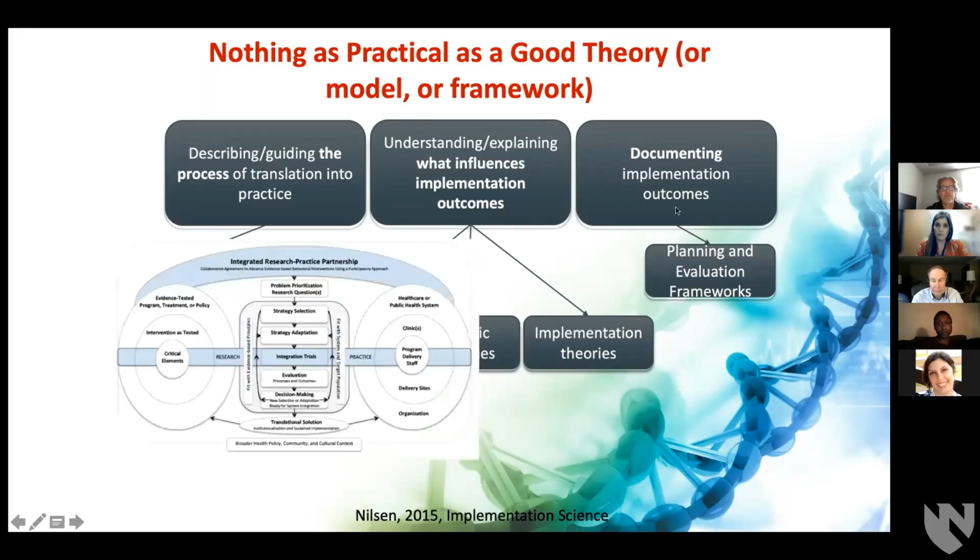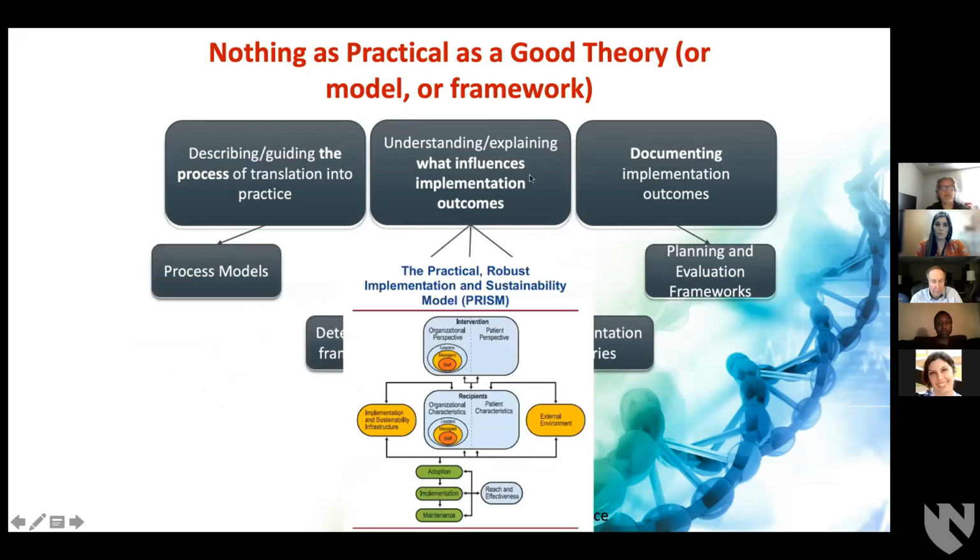If we think about that, I'm going to talk a little bit later about our integrated research practice partnership, that is our process model. And you can tell a process model because if you look at it, there's going to be something like what we have in the middle here that says, what do you do first? Oh, you do your problem prioritization. Then what do you do? Well, you select your strategies. Then what do you do? Well, you adapt them. Then what? Then you do a trial. And then what? Then you evaluate it. Then what? Then I do the decision making. And then what? Well, I determine what the solution is, and if it needs to go back to the drawing board or can be taken to scale.